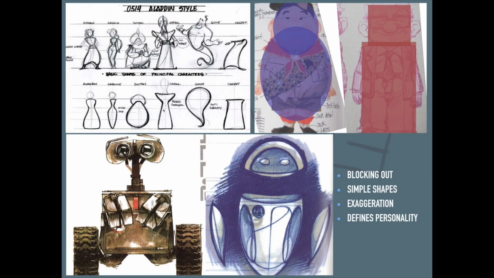We can easily define whether the character is good or evil, friendly or aggressive, whether he is young or old, or whether it is something modern and elaborate or antique and primitive. For example, these robots from WALL-E, which clearly separate the future from the past just by looking at their shapes.